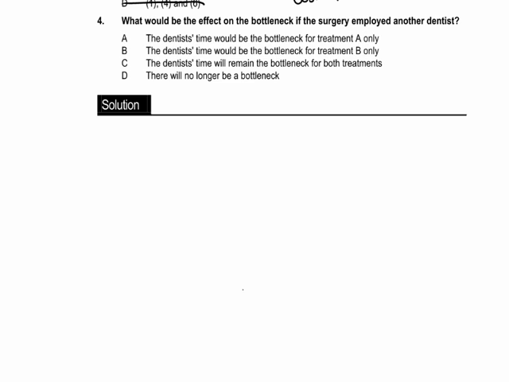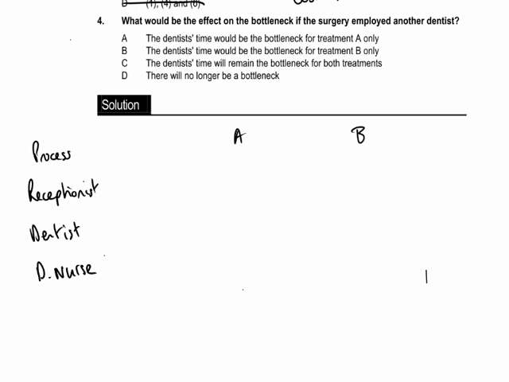So what we need to think about then is, what would that extra dentist be used for, and what's that going to do to the capacity for each of the treatments in the different processes? So we've got treatment A and treatment B, and we've got the 3 different processes. So we've got the receptionist, we've got the dentist, and we've also got the dental nurse. So we've got the 3 different processes which are occurring in the surgery.